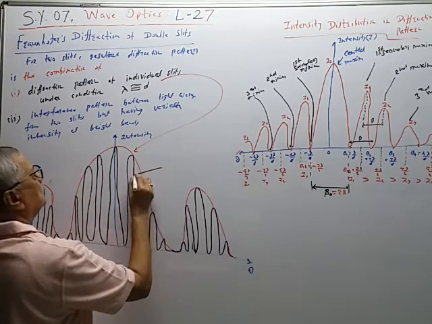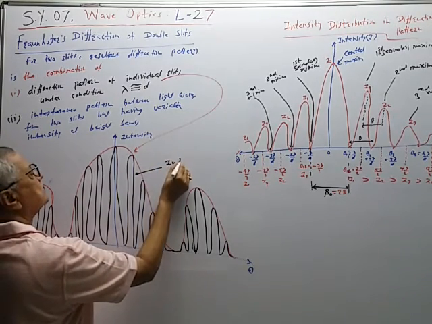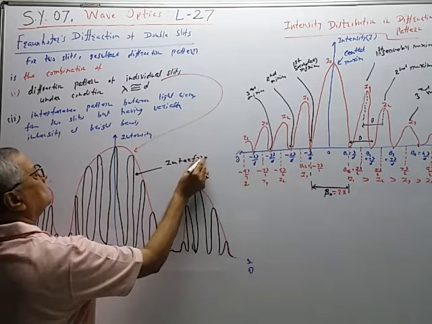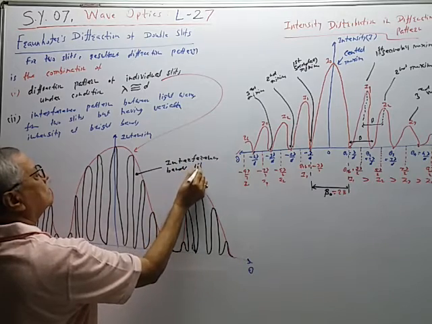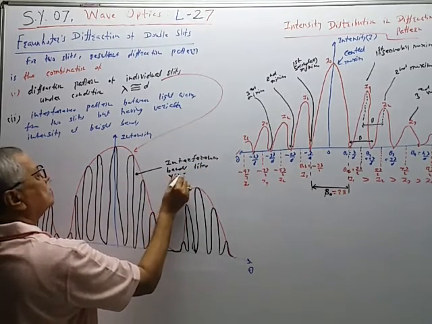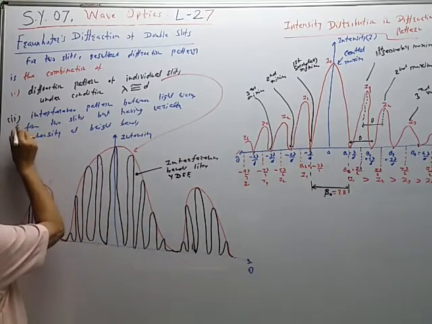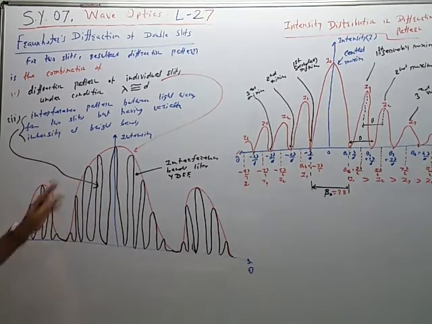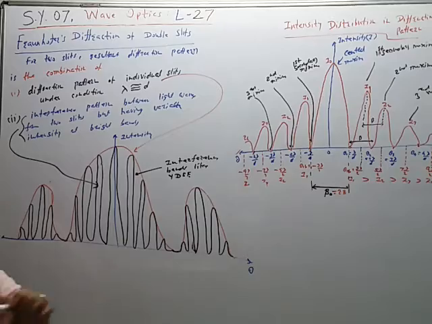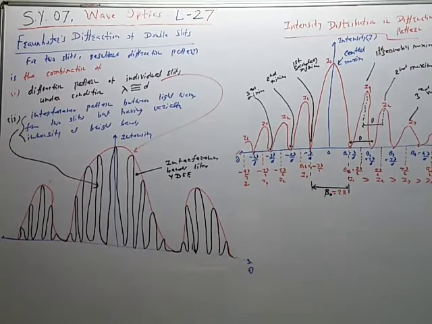These are interference bands, like in YDSE, Young's double slit experiment. So this part is here. So it is the envelope like this. So it is a combination of two patterns, the interference pattern and the diffraction pattern. So this is about the diffraction pattern of the double slit experiment.